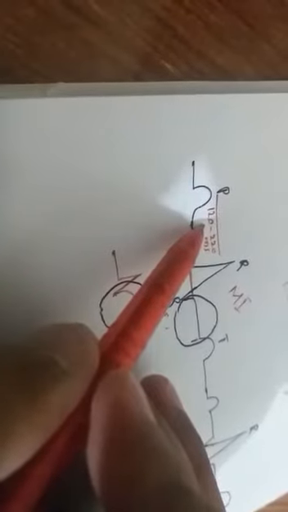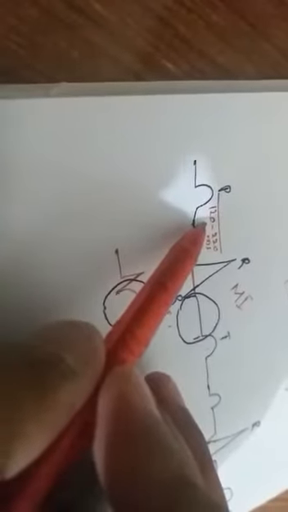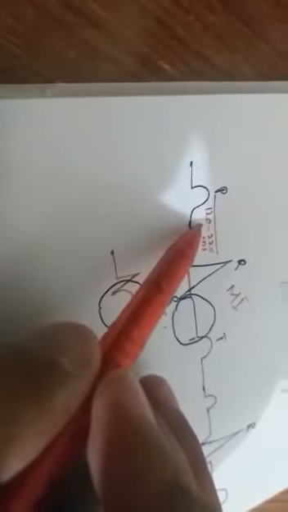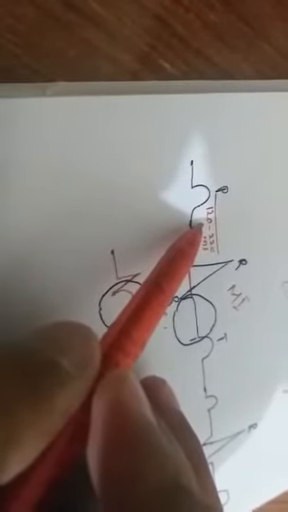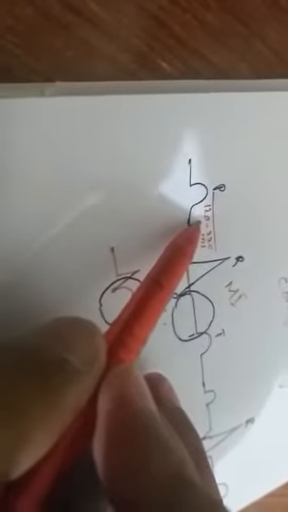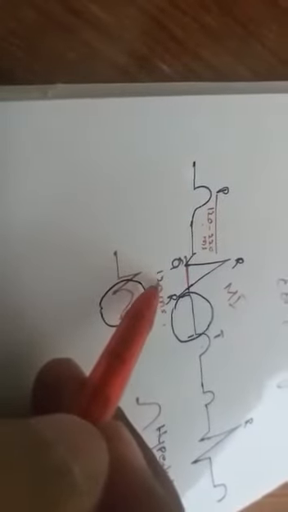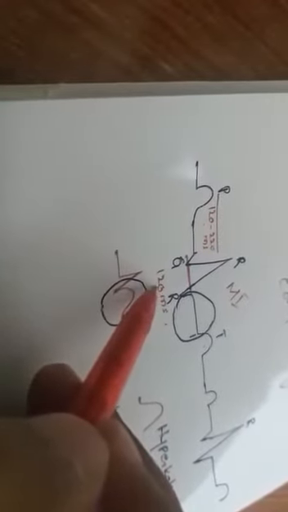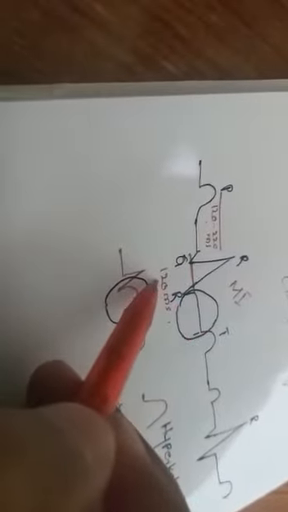Less than 120 milliseconds means the SA node is generating impulses at a high pace, and the heart is tachycardic. Less than 120 milliseconds QRS duration means there is faster conduction through the AV node, bundle branches and Purkinje fibers.